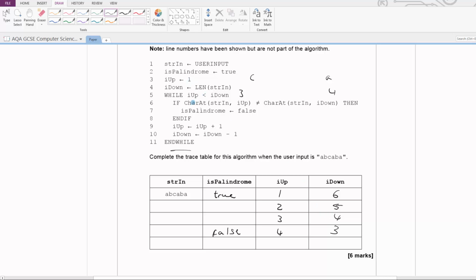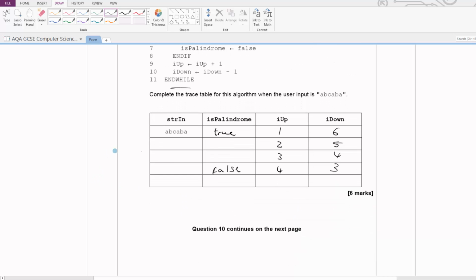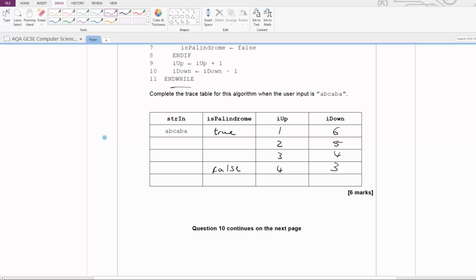If it was still less than I down, we'd repeat again, but we've found our final answer here, that it's not a palindrome. And we've got this extra line here. This is here to not put you off, but I suppose if you made a mistake, it gives you a bit of room, but we don't need to go into the extra line because we're done.